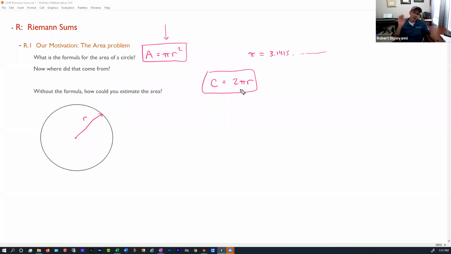Okay, but let's put ourselves back in time. Historically speaking, how is it that we got to this pi r squared? How did that all come about? Well, what could you do? Let's say that all you have are really good measuring devices, like really good straight edges and rulers, and you have the ability to draw a pretty accurate circle. If you didn't know pi r squared, how could you try and estimate the area of this? Anyone have any ideas on how we could estimate that area?